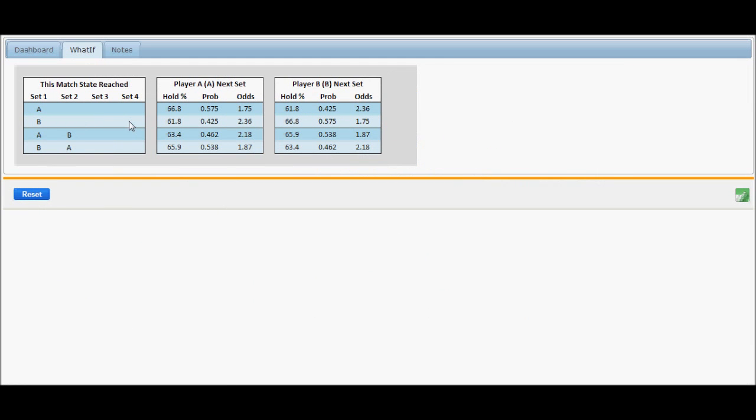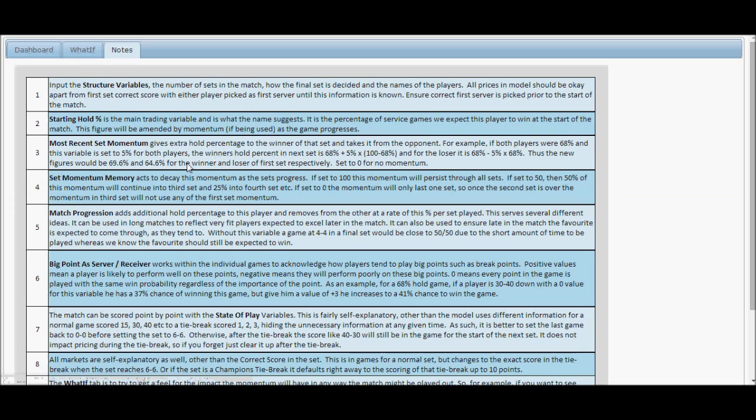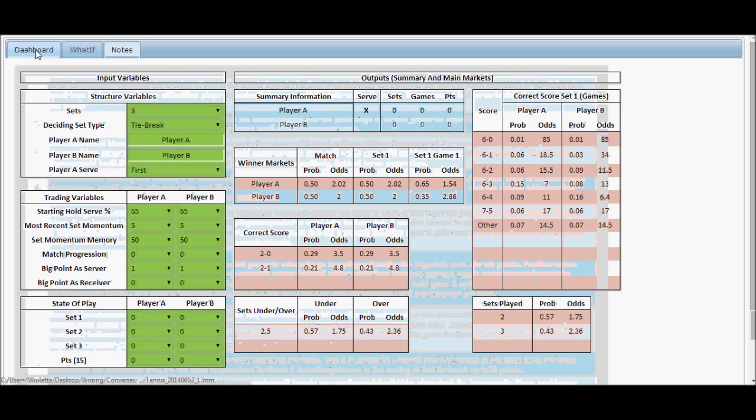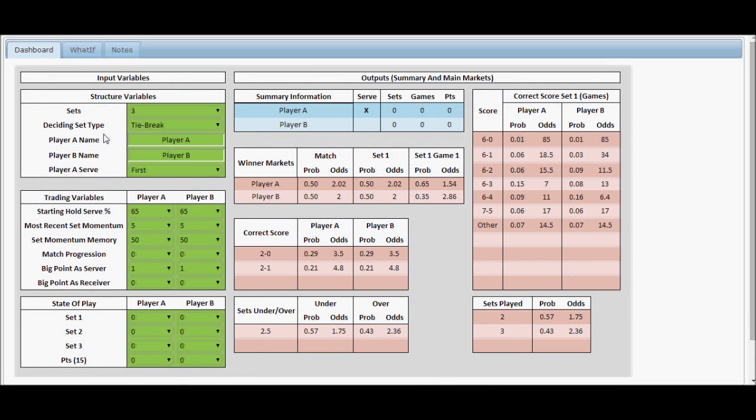So the what if tab I'll get back to later, but it's kind of looking into the future to try and figure out how the match might pan out depending on different ways it plays out. And then there's a notes tab where there's a brief description similar to what I'm going to go through in this user guide.